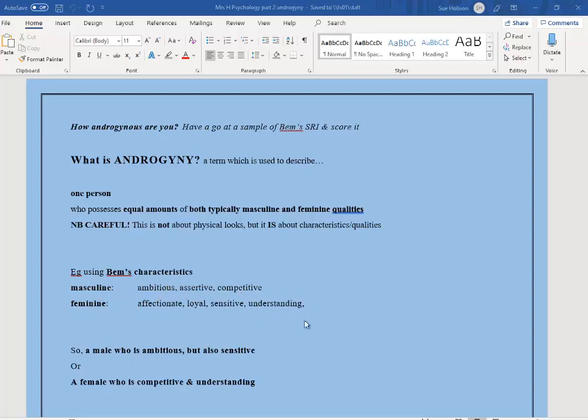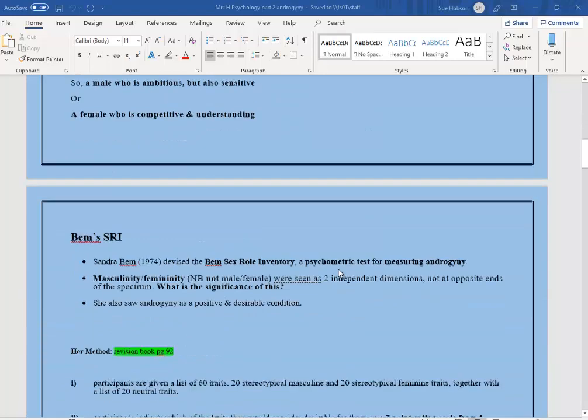So for example, if they asked you in the exam to give an illustration of somebody, you would want to say something like a male who is ambitious but also sensitive, or a female who is competitive and understanding. So we're talking about one person who has both masculine and feminine qualities, and it is important that on one of the mark schemes, it actually said that we need to be saying they have equal amounts of masculine and feminine, so make sure you suggest that as well.